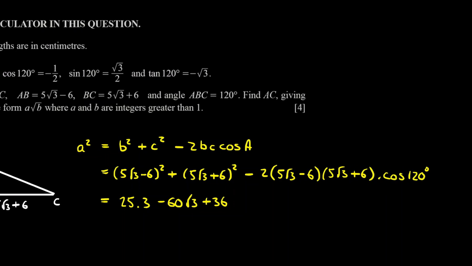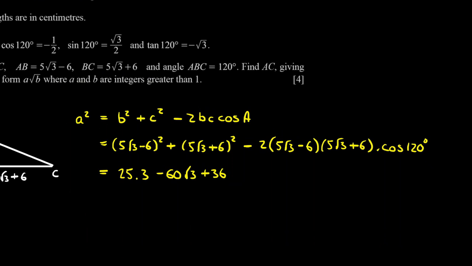Okay, well then the next bracket is basically the same thing. We're going to get 25 times by 3. But this time we're going to get plus 60 root 3 instead of negative. And we're going to get plus 36 again. All right, let's expand this bracket here.